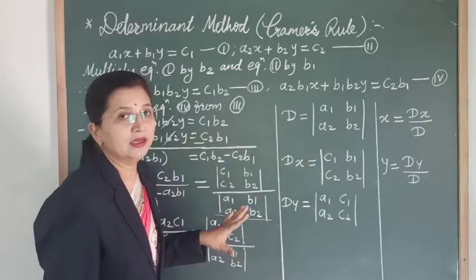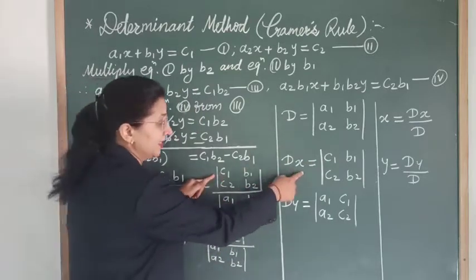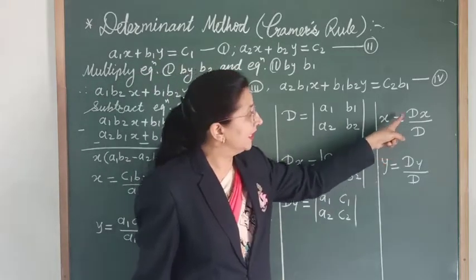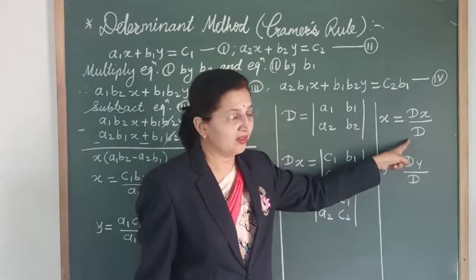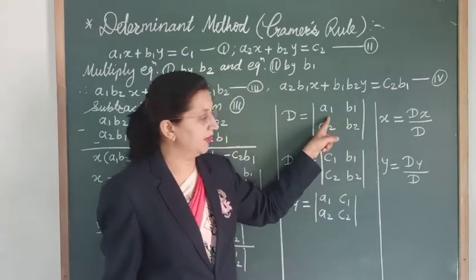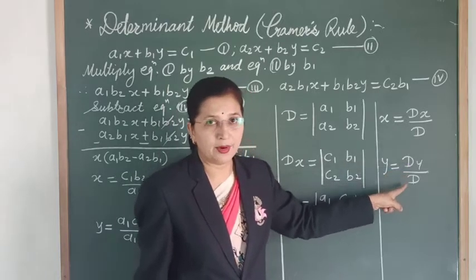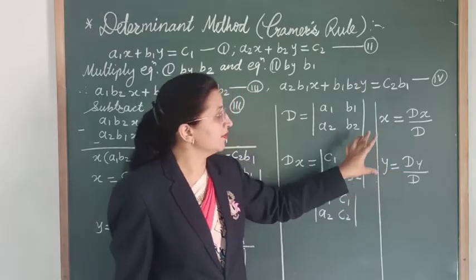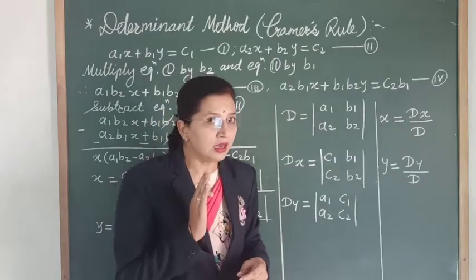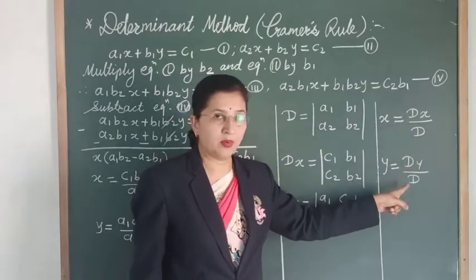And to get the value of x and y, what is this? We denoted it by Dx. So Dx upon D gives the value of x. And how will we find Dx? In this way. How will we find D? In this way. Similarly, to get the value of y, we will write Dy upon D. So dear students, by using this formula we can solve simultaneous equations by Cramer's rule. x is equal to Dx upon D and y is equal to Dy upon D.